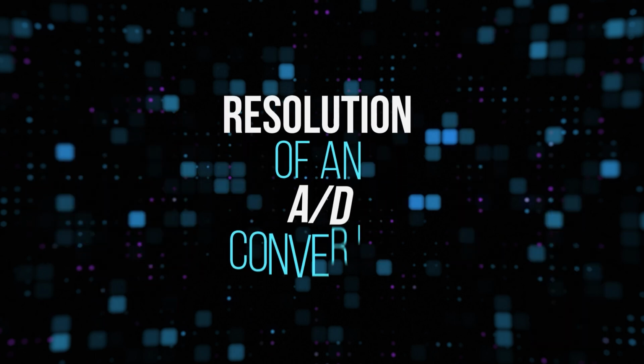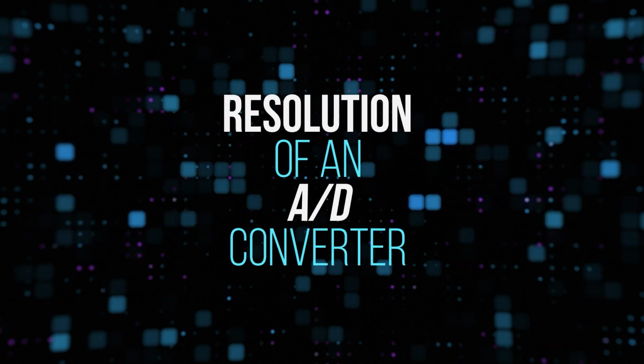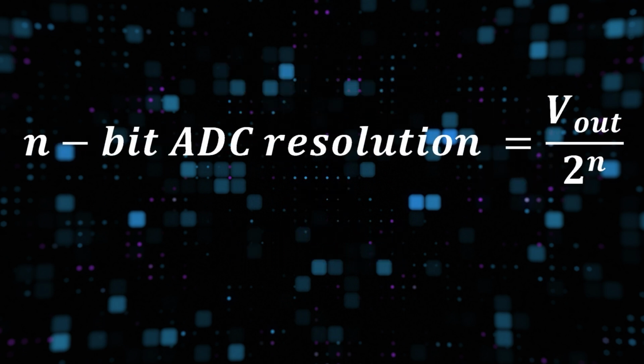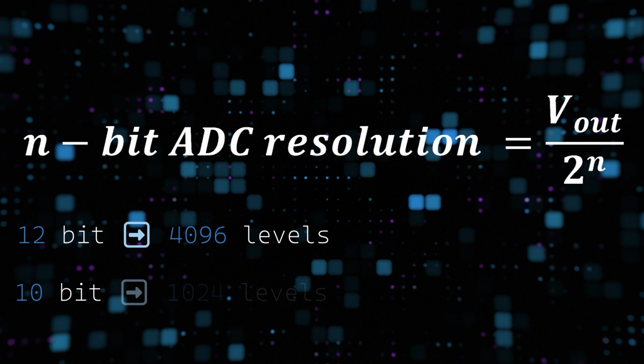The resolution of an ADC refers to the number of distinct values it can output. It is determined by the number of bits used in the conversion. For example, a 12-bit ADC can represent 4096 levels, 2 to the power of 12, while a 10-bit ADC can represent 1024 levels, 2 to the power of 10.